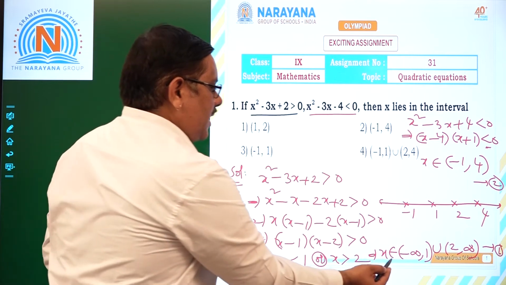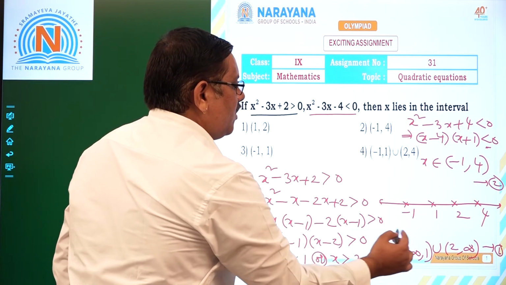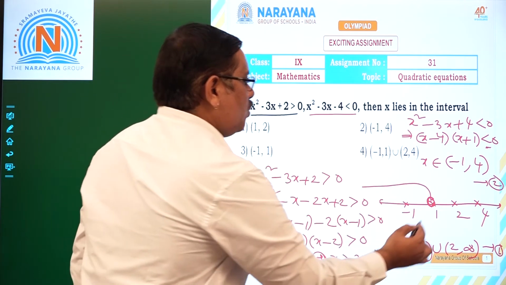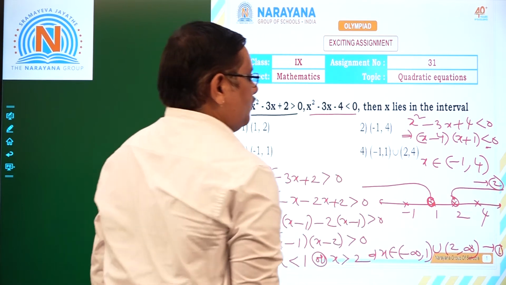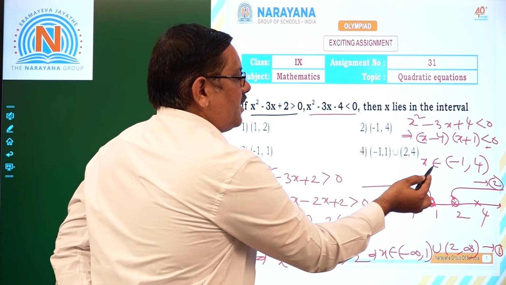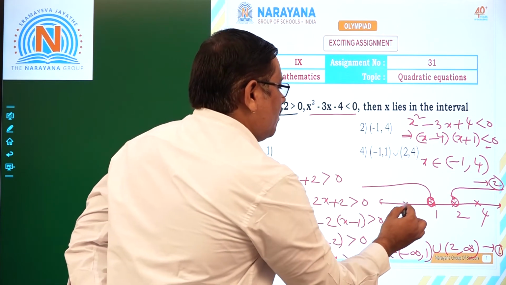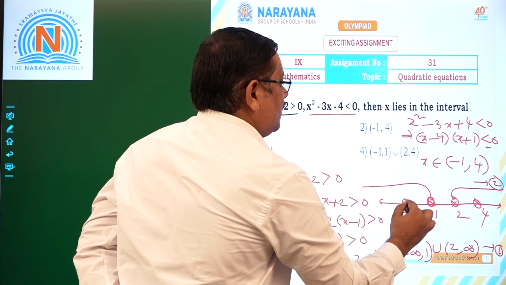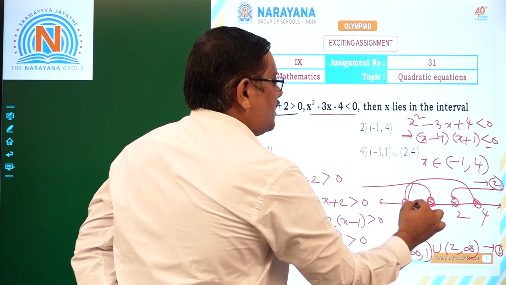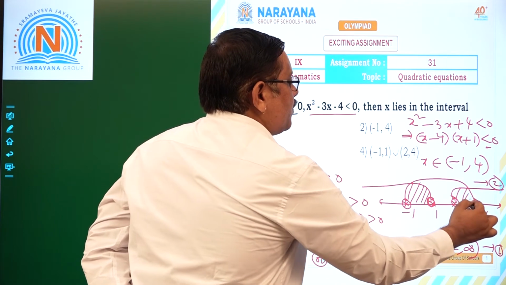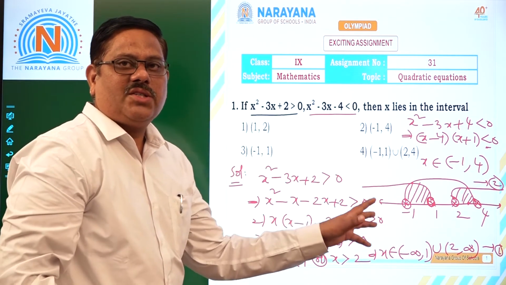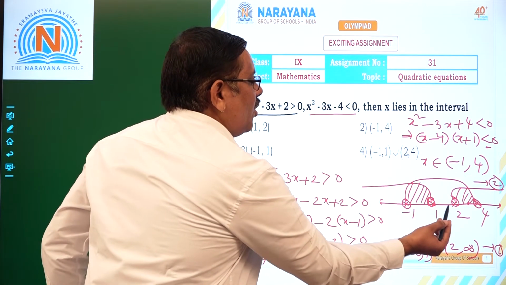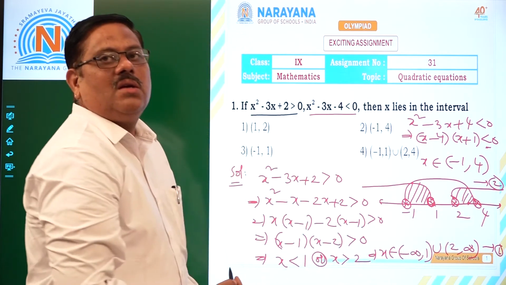According to this, x is lying in minus infinity to 1. Minus infinity to 1 means from here to here, it is not included. Next, 2 to infinity. Next, here it says that x belongs to minus 1 to 4. So what is the combined region? The shaded part is a combination of these two. It means x belongs to minus 1 to 1 union 2 to 4 is the only x value here.